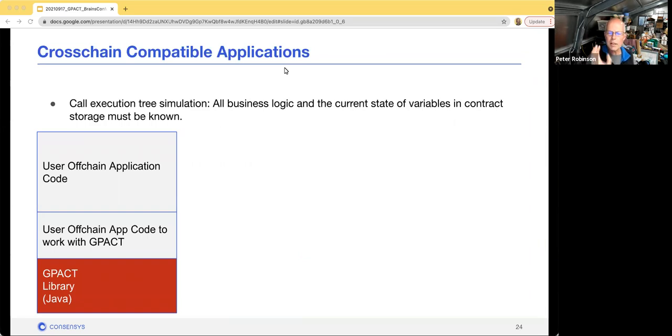On the client side, you've got to essentially run that call execution tree and simulate it. So you need to be able to simulate all of your business logic that's on chain in your application off chain, so that you can work out what the values are. And you need to be able to access the important values that are on chain that might affect the parameter values.